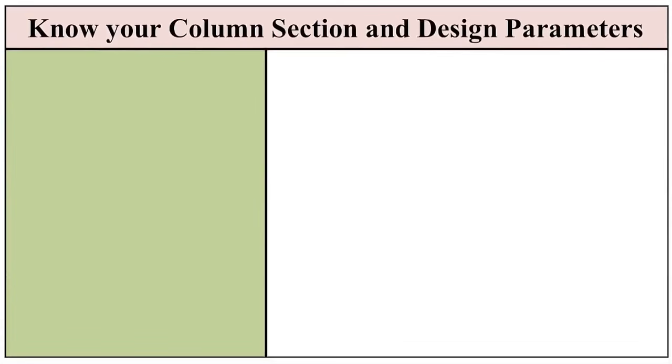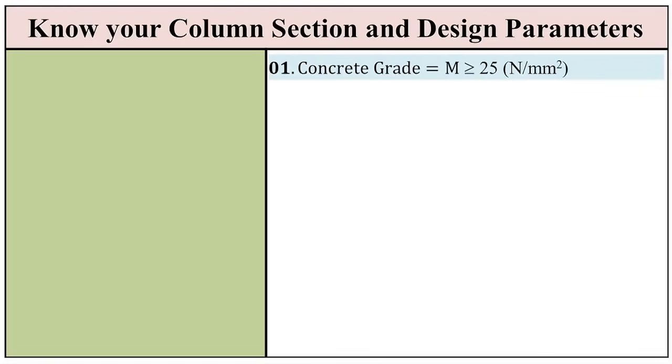Title of this slide is, Know Your Column Section and Design Parameters. On the left side of the screen, you will find the cross-section of a short and tied column, on the XZ plane. And on the right-hand side, you will find the design parameters and dimensions of the column. Let's begin with the design parameters.